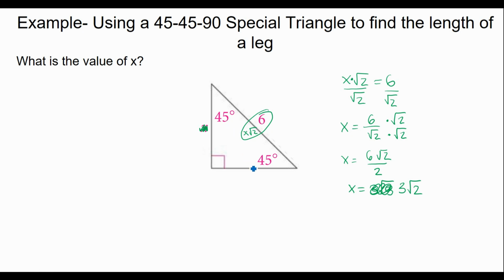Now we can use this to go back and find the other side lengths. So we know that this side is across from a 45-degree angle, so this is x, and this is x as well. Meaning that the remaining two side lengths have a value of 3 root 2.